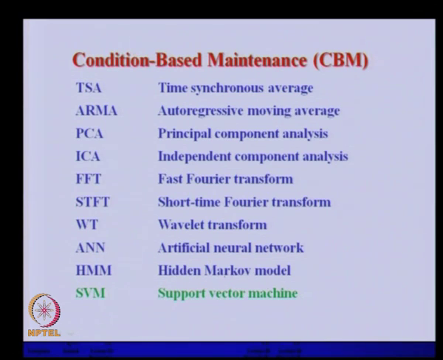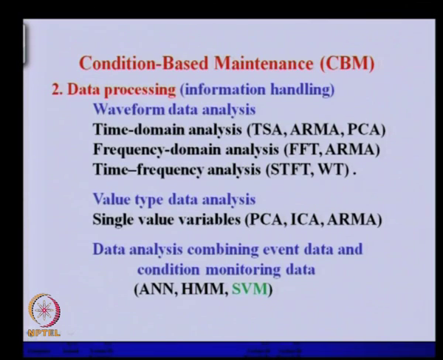So, these are various techniques by which we can process the data, and we can have some kind of expert database with us. Then data analysis combining event data and the condition monitoring data. So, event and condition monitoring data, both we can combine, because that is very important information. So, various artificial intelligence data processing techniques are there. These are the techniques which I will describe in the subsequent slide. So, these can be used for processing of the data to take out the information from the enormous amount of data which comes from the machinery.